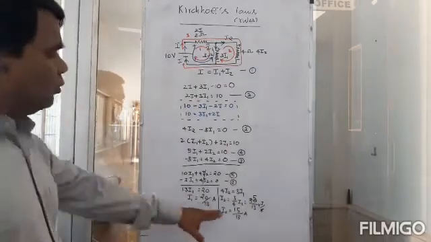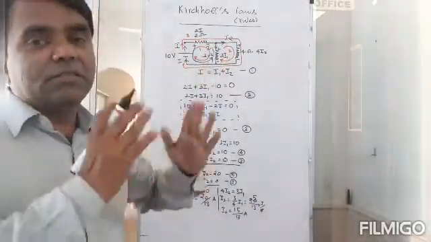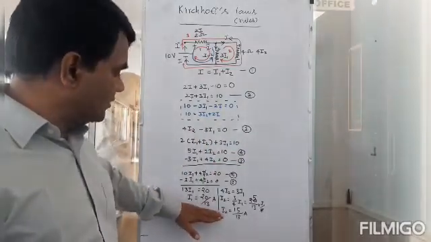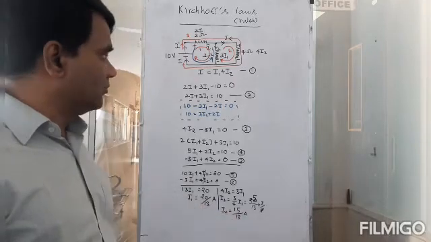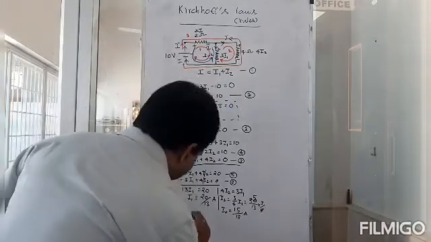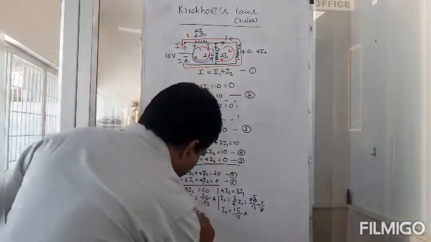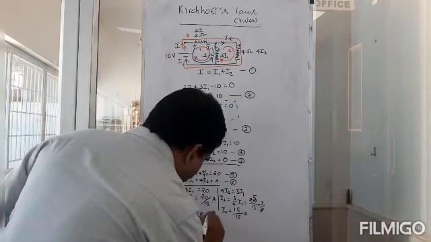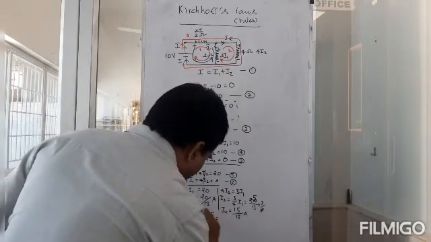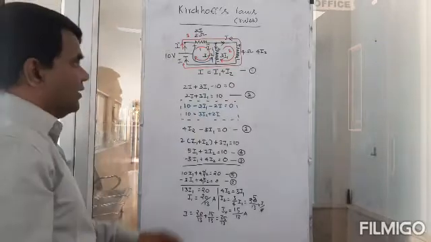You see, both of them are positive numbers, which means my assumed direction for the current is correct. Okay, so I1 is 20 by 13, I2 is 15 by 13. And what would be I? It's the sum of these two, right? So I is simply I1 plus I2, which is 20 by 13 plus 15 by 13, and that gives me 35 by 13. So that is my I.